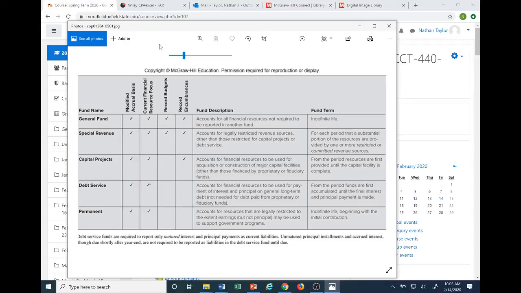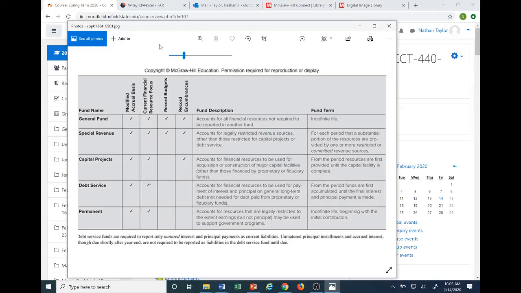Next is the debt service fund. It operates on modified accrual, current financial resource measurement focus, and it does not record a budget, and it does not record an encumbrance. It's got a little asterisk next to the current financial resource measurement focus. It says the debt service funds are required to report only matured interest and principal payments as current liabilities. Unmatured principal installments and accrued interest, though due shortly after year end, are not required to be reported as liabilities in the debt service fund until due. So those are going to be reported in the government-wide, right? Not in the debt service, only when due. That's the difference I want to point out.